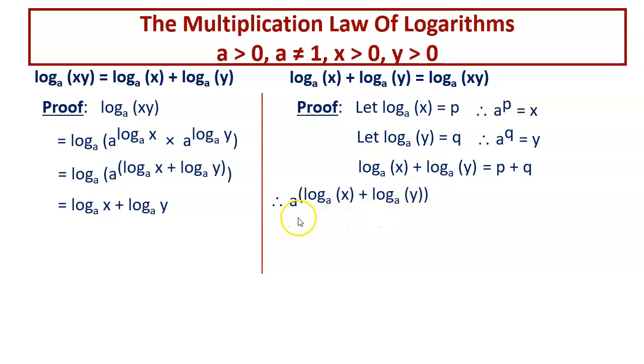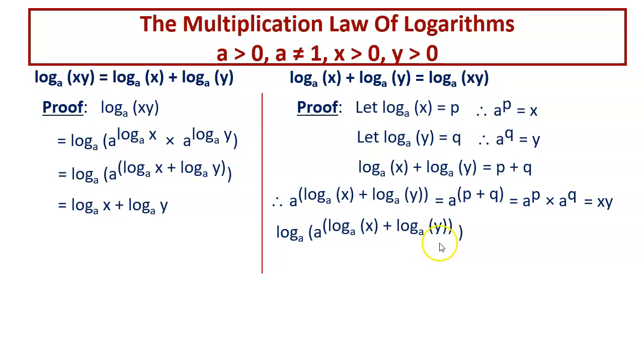Now we are taking e raised to the power of log of x to the base e plus log of y to the base e, and this is equal to p plus q. So this is equal to e to the power of p plus q, which we can separate using the law of indices. This is equal to e to the power of p times e to the power of q. And what is e to the power of p? It is x. And what is e to the power of q? It is y. So this is equal to x times y.